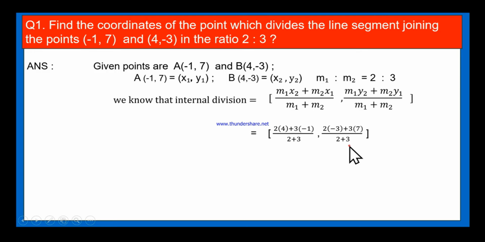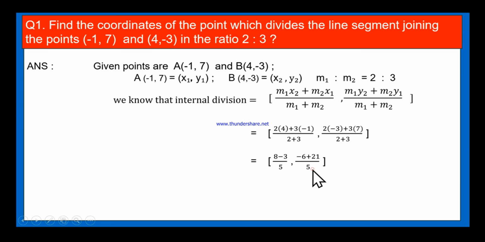Okay. Now let us simplify this. 2 into 4 is equal to 8. Plus 3 into minus 1 is minus 3. By 2 plus 3 is 5. 2 into minus 3 is minus 6. Plus 3 sevens is 21. By 2 plus 3 is 5.